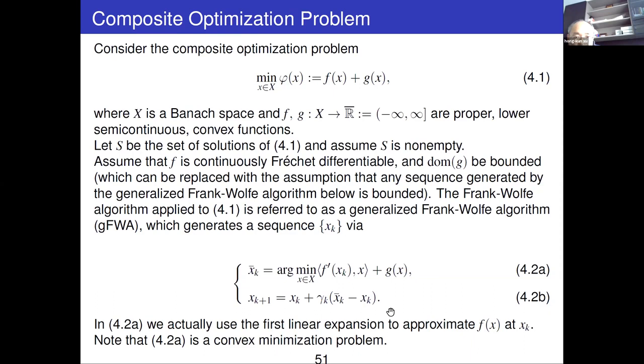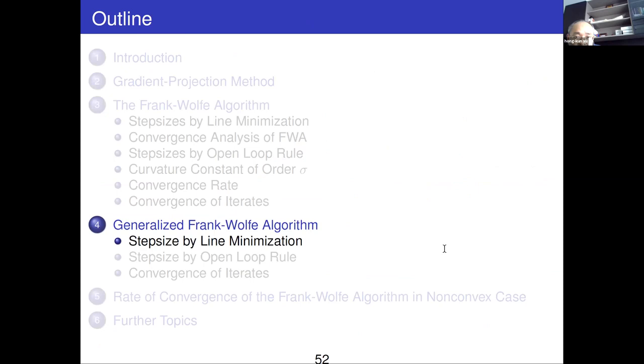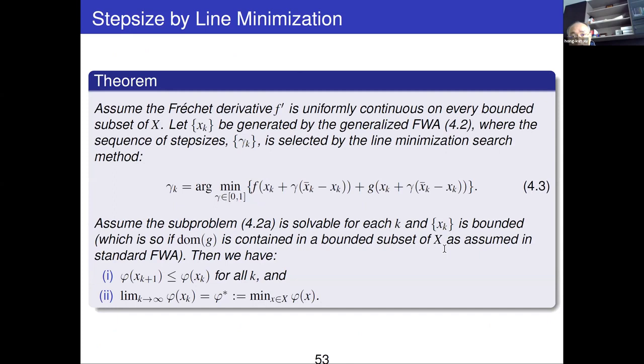Now the sub-problem: we linearize f at xk, and g is kept. So this is the linear part of f plus g. This is the sub-problem. The second part is unchanged: xk plus one is still the linear combination of xk and xk bar. Now what is the situation of this GFWA? In the literature, there is some research about this GFWA. Here I will continue my conditions. I use uniform continuity, not Lipschitz continuity, because I want to extend the previous results to this composite case.